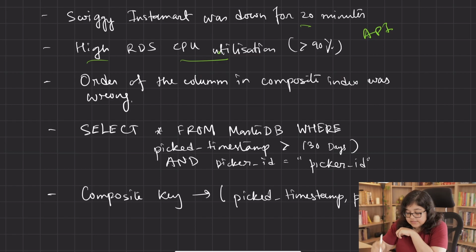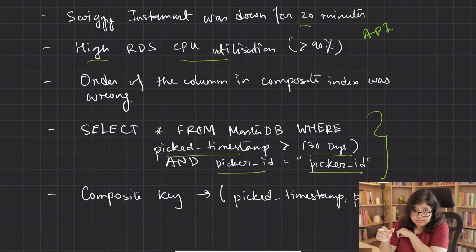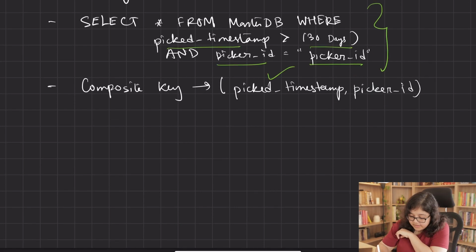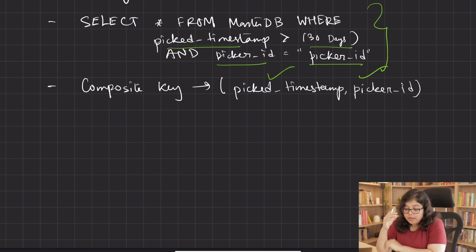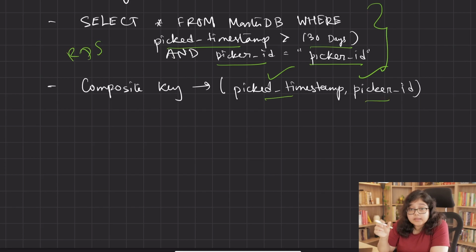So for the service, this query was frequently used, that is, select star from table name where pick timestamp is greater than 30 days and picker ID is the ID of the delivery person. So to optimize the query performance, they created a composite index with picked timestamp and picker ID. After they went live, they started getting high CPU utilization alerts from RDS. The reason was the wrong column order in their composite index.